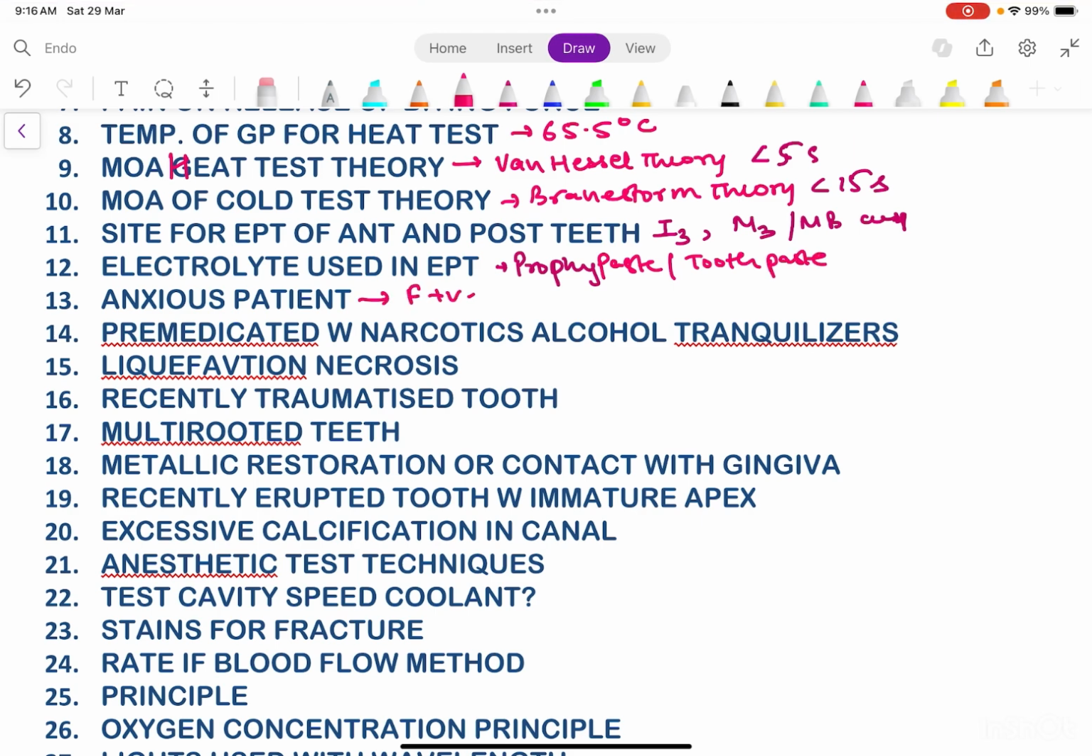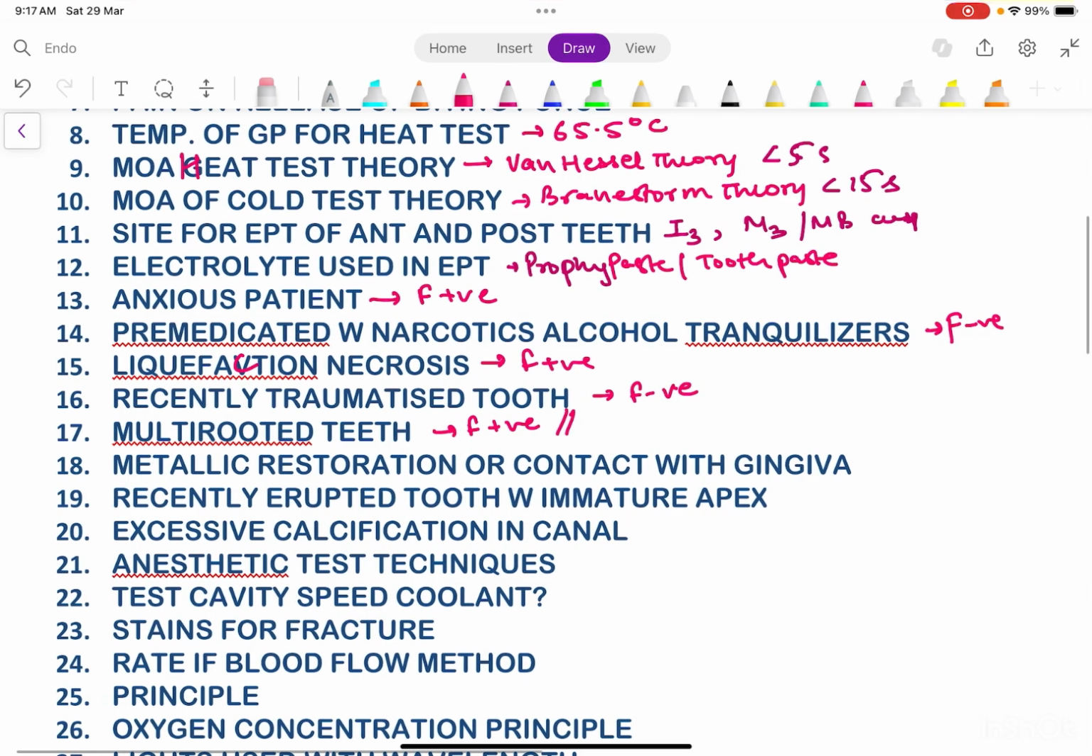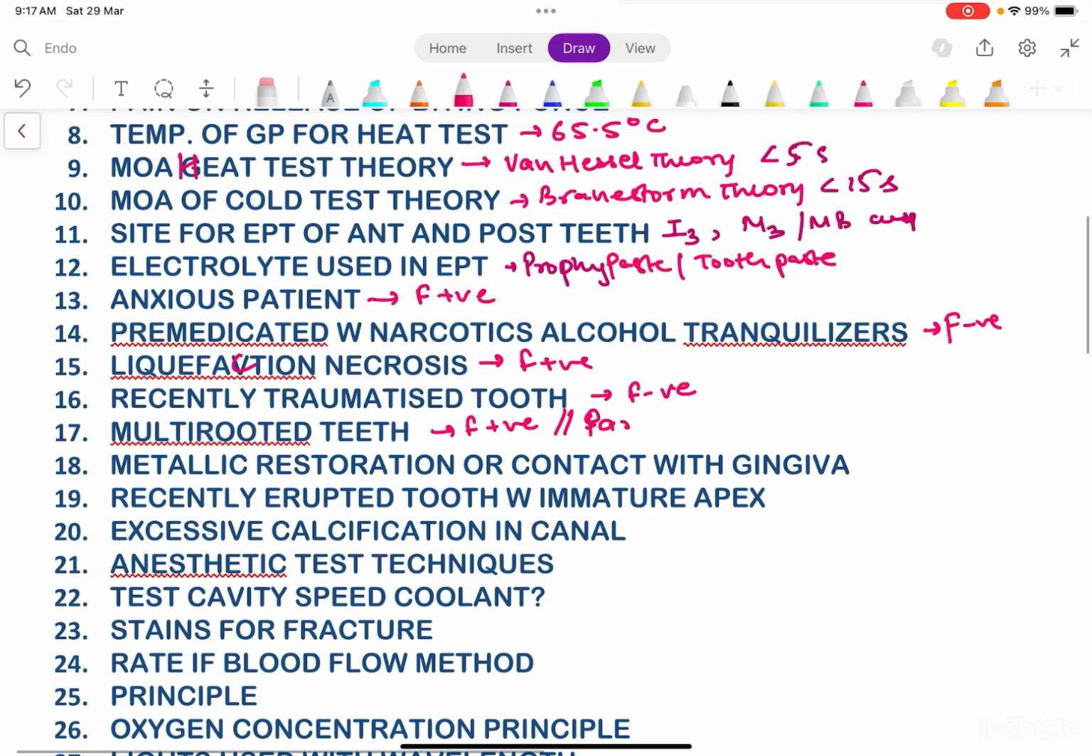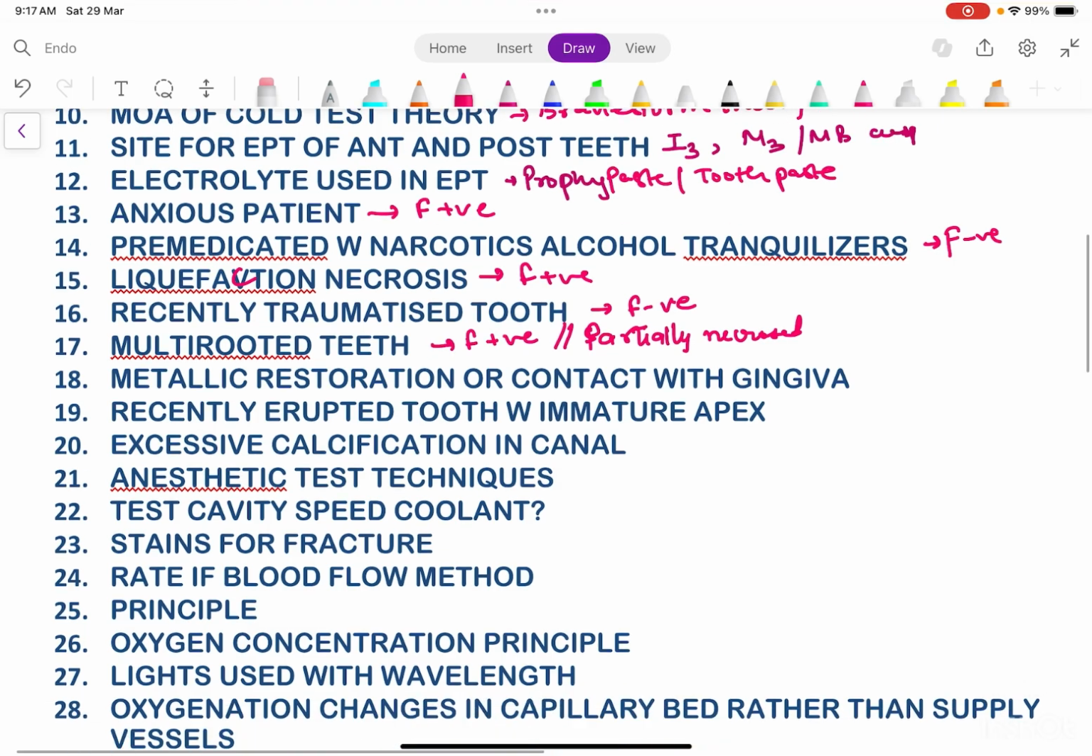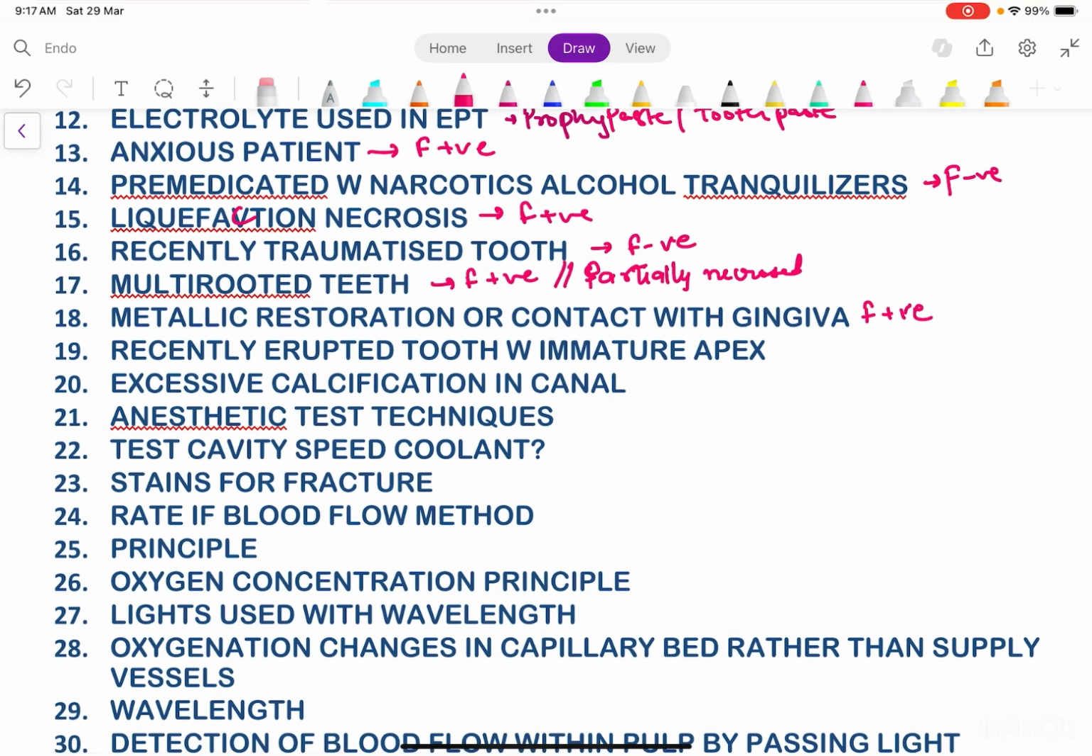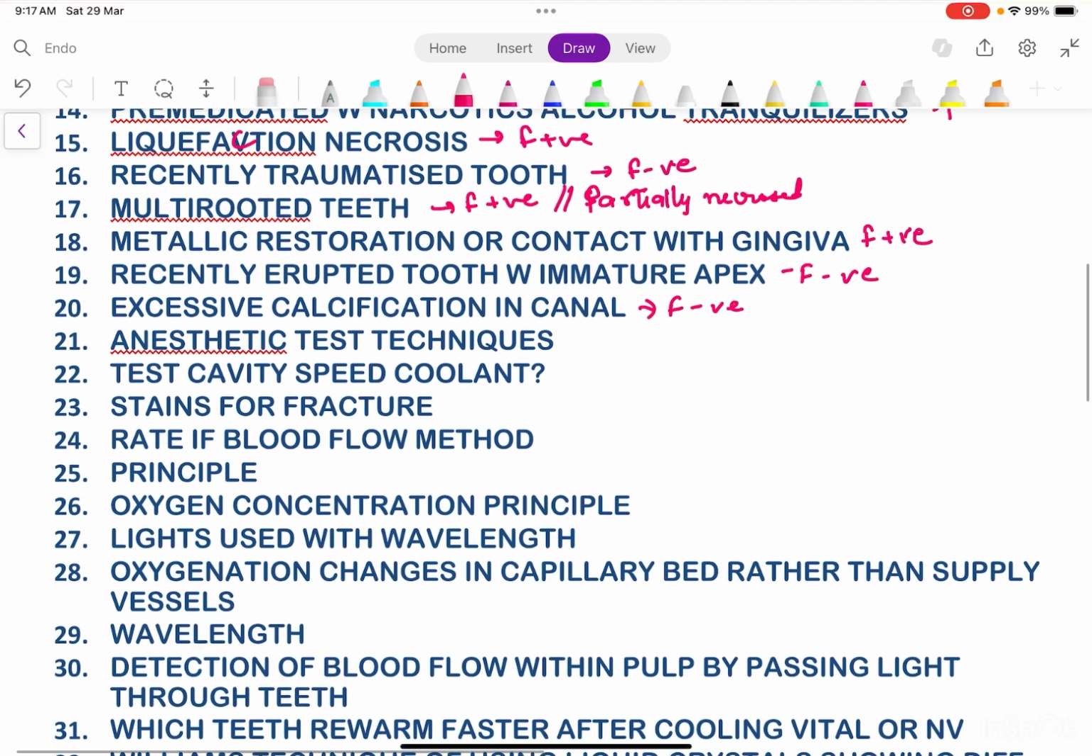Now let's talk about false negative and false positive. In an anxious patient, we get a false positive. In an individual premedicated with narcotics, alcohol or tranquilizers, we get a false negative. In liquefaction necrosis, it's again a false positive. In a recently traumatized tooth, it will be a false negative. In a multi-rooted tooth, it will be a false positive, as it might be partially necrosed. A metallic restoration or contact with the gingiva can give a false positive. A recently erupted tooth with an immature apex will give a false negative. Calcification, again a false negative.